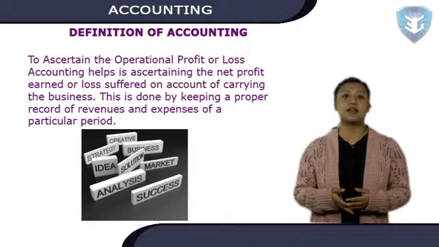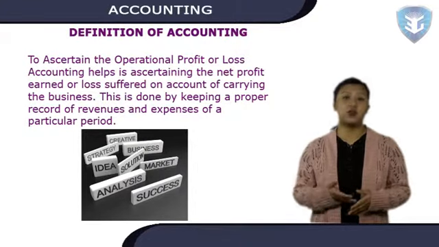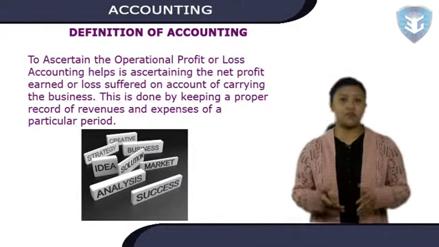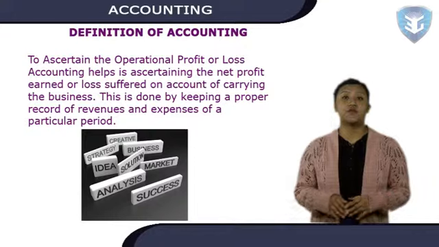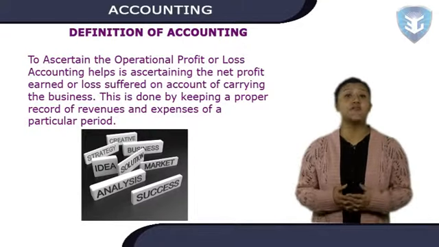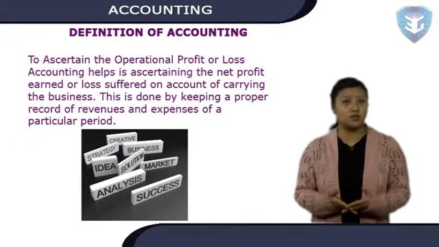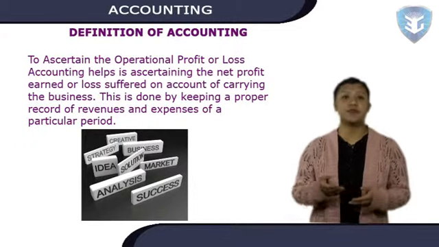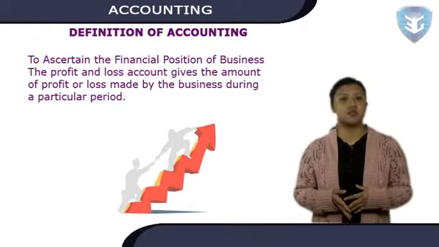To ascertain the financial position of business. The profit and loss account gives the amount of profit or loss made by the business during a particular period. However, it is not enough. The businessman must know about his financial position, that is, where he stands, what he owes, and what he owns. This objective is served by the balance sheet or position statement. To facilitate rational decision making.